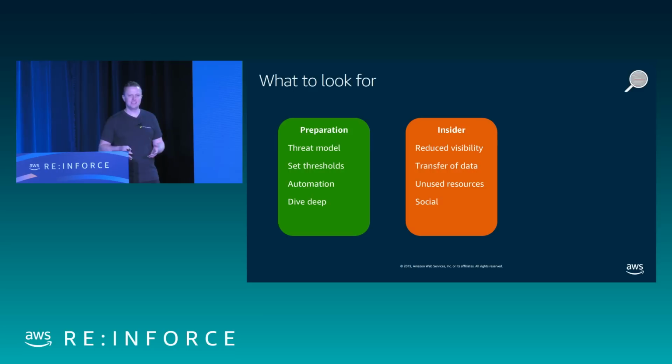Insiders can be both intentional or unintentional. I could accidentally do something and cause the same consequence as somebody maliciously doing something wrong. So things to look out for when detecting an insider: have you actually lost any visibility? Have you lost any logging or monitoring or metrics? Has somebody just modified the dashboard accidentally and then something bad happens? So you've got to be aware of that.